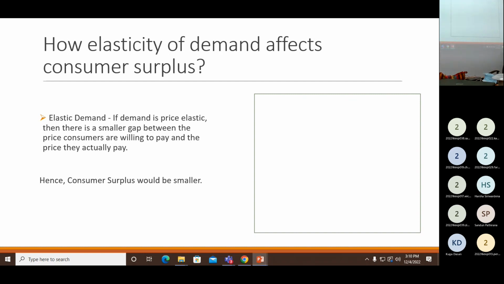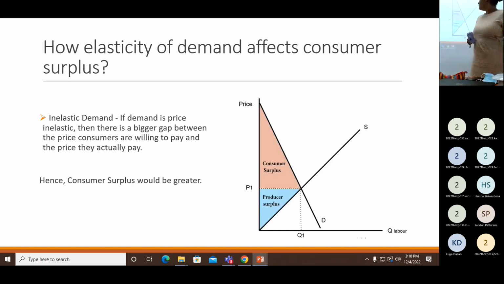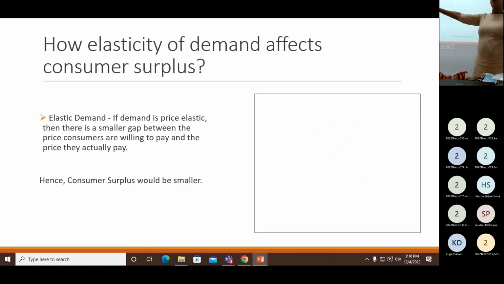The ones who couldn't draw, did you understand? Did you understand the flatter demand curve and the consumer surplus? So can you say that consumer surplus portion is very small compared to the consumer surplus here? When you have a steep or inelastic demand curve, you will have a greater consumer surplus. But when you have an elastic demand curve, you have a very smaller consumer surplus. Is that clear? Okay. So that is how the elasticity affects consumer surplus as well.